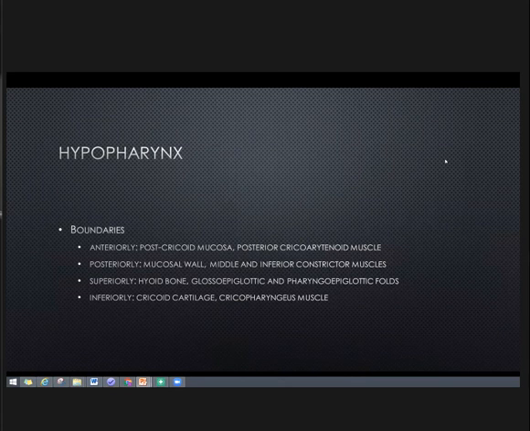So another part of the visceral space is the hypopharynx. The hypopharynx or the laryngopharynx forms the inferior portion of the pharynx, being the continuation of the oropharynx superiorly and both of the larynx and esophagus inferiorly. It also forms a part of the upper respiratory tract, and its boundaries are: anteriorly, the postcricoid mucosa and the posterior cricoarytenoid muscle. Posteriorly, the mucosal wall, middle and inferior constrictor muscles. Superiorly, the hyoid bone, glossoepiglottic and pharyngoepiglottic folds. Inferiorly, the cricoid cartilage and the cricopharyngeus muscle.